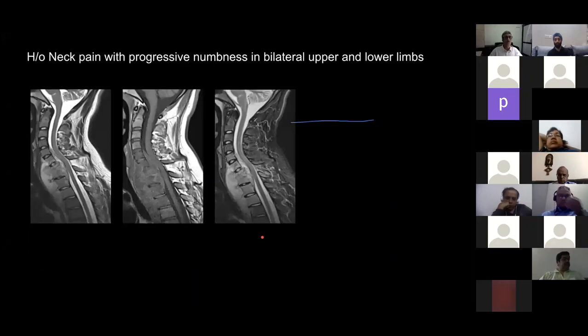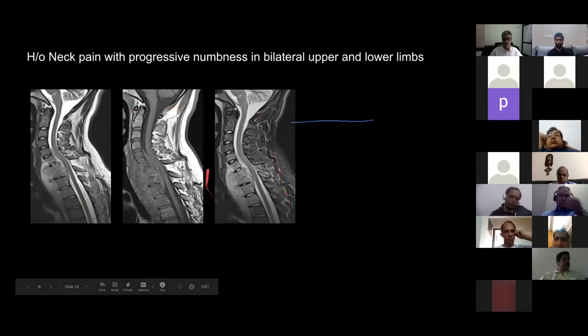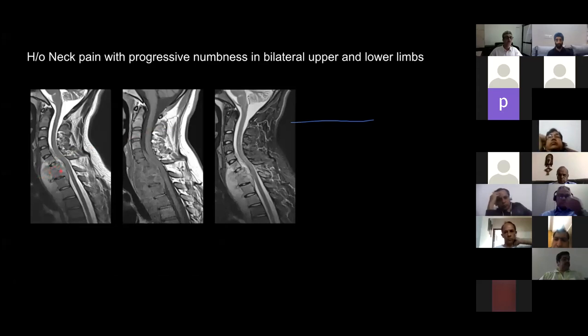Another case, history of neck pain with progressive numbness in bilateral upper and lower limbs. T2 weighted. So this is the sagittal sequence of cervical spine. T2, T1, STIR. CSF white, fat suppressed. So we can see some heterogeneous signal intensity causing destruction of the two adjacent vertebrae and the intervening disc with mild vertebral collapse.